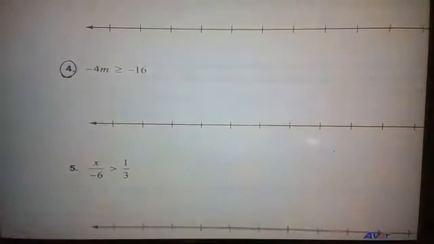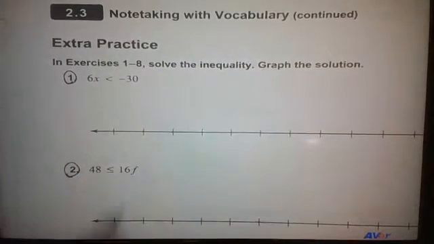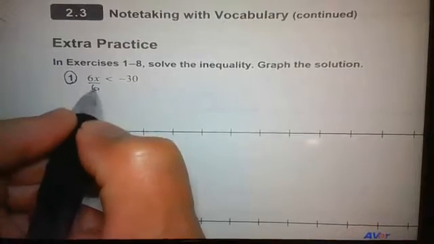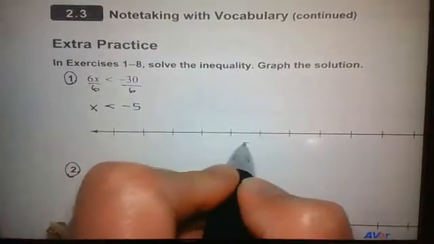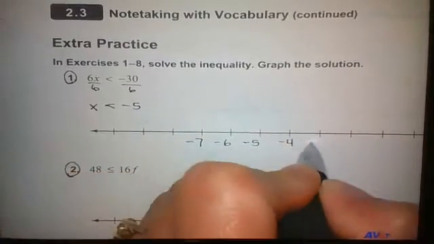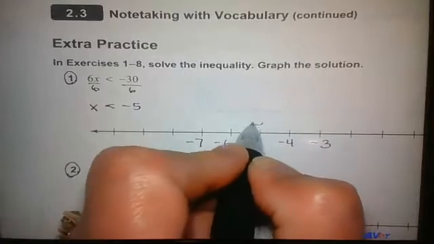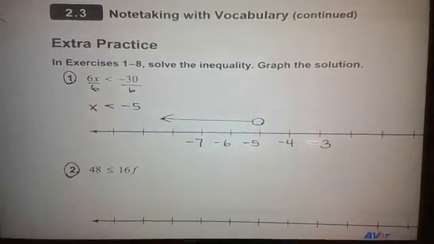Now I'm looking at 2.3 on page 41. 2.3, I'm looking at solving 6 times x. How do I undo times? I divide. x is less than -5. Throw your -5 on there. Less is to the left. Bigger is to the right. Have my open circle because it's not equal to. And all the answers less than -5 will work.